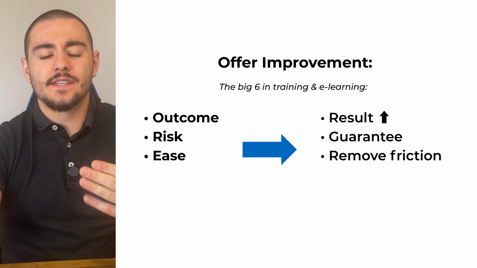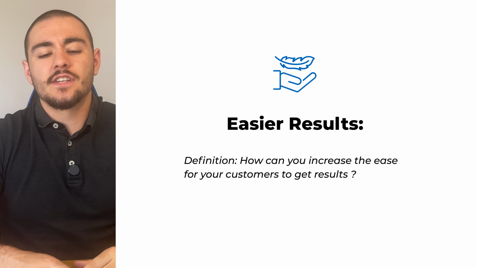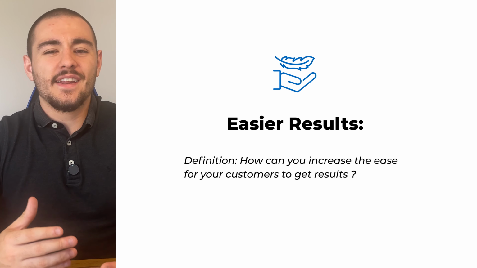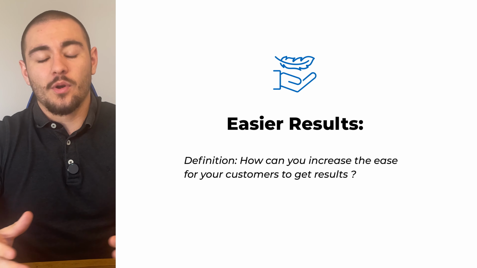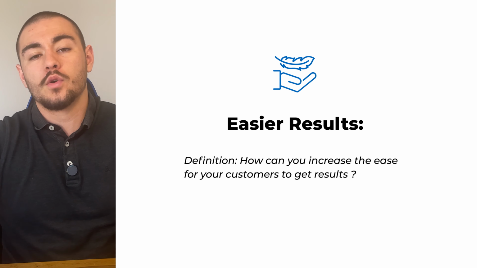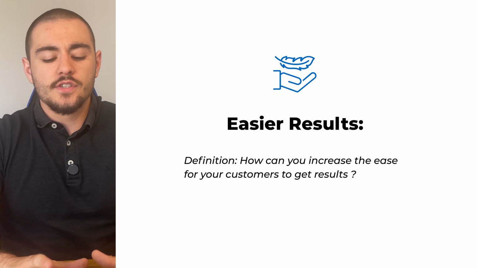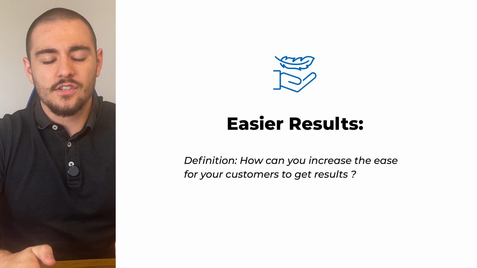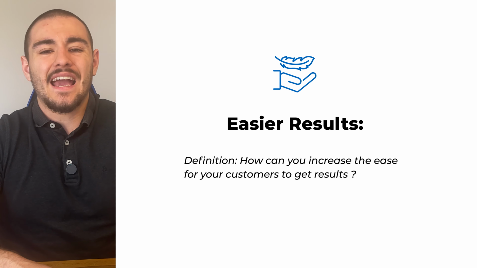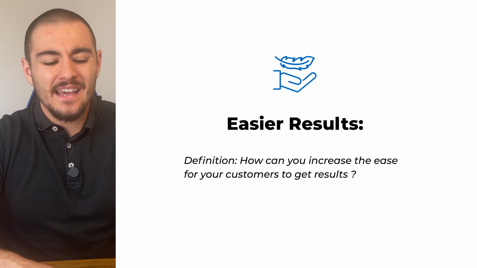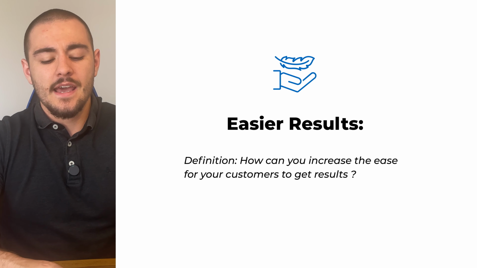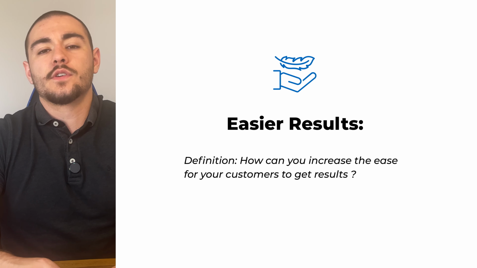The third one is ease. So the way I like to view it is, how can you remove friction? The definition is, how can you increase the ease for your customers to get the results? So think about it as they are lazy. People are lazy and they want to do the least amount of effort possible to get the most amount of results. And you just need to think very strategically about, what is my customer actually doing? What do they actually need to do step by step by step, even the tiniest of step that I could remove, right, from the process. And ultimately that makes your offer more desirable, right?